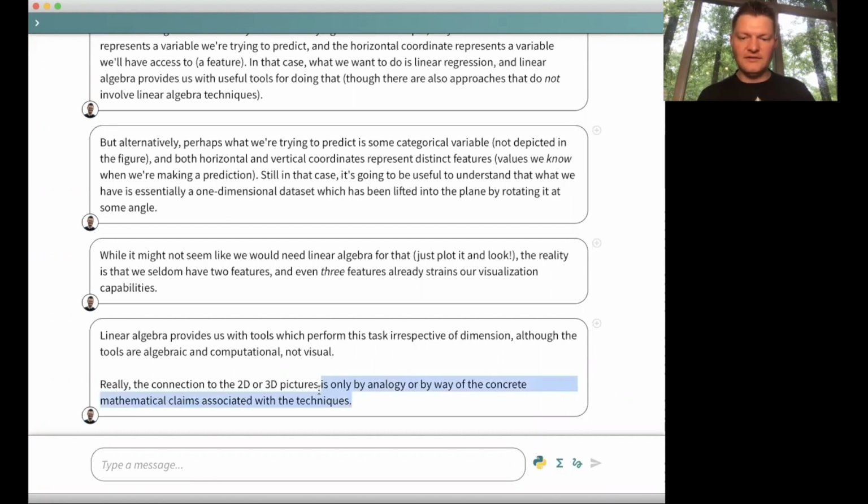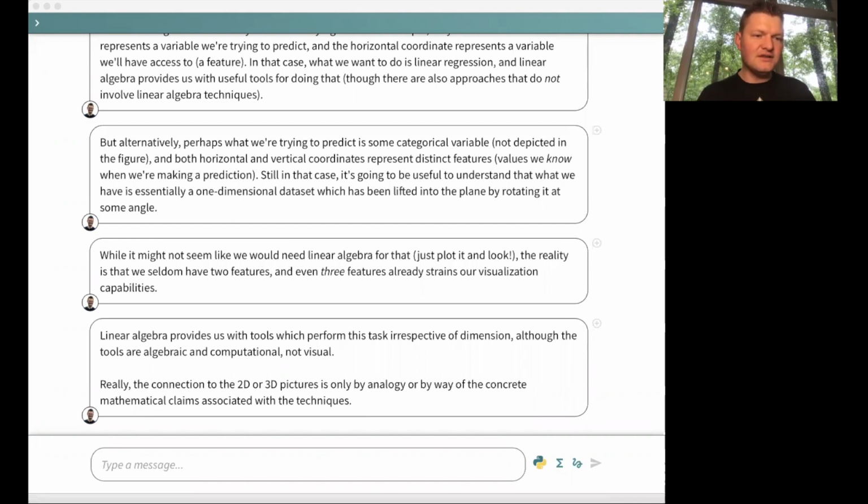So this connection, we really have to lean on these two things, which is just analogy, which doesn't support a lot of weight but can be useful for intuition, and also concrete mathematical ideas that establish some correspondence between something algebraic that we can apply in any dimension and something geometric that we can think about in low dimensions, in both ways.